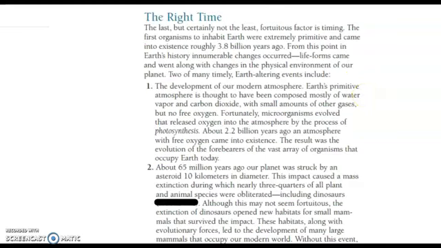Also, the right time. The last but certainly not least, the fourth factor is timing. The first organism to inhabit Earth was extremely primitive and came into existence roughly 3.8 billion years ago. You want to note that the first organisms were, I think, eukaryotes, yes, green algae, blue-green algae, and they were 3.8 billion years ago. The first form of life was present. And from this point on, innumerable changes to the Earth occurred, and life forms came and went along with changes in the physical environment. So the first form of life was 3.8 billion years ago, but the bacteria which started to photosynthesize and release oxygen into the atmosphere came about 2.2 billion years ago. So earlier there was no free oxygen.